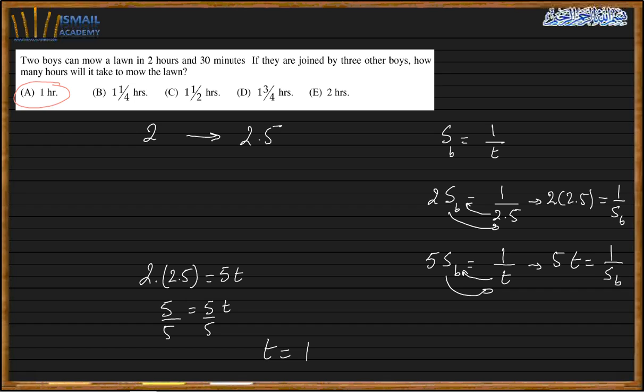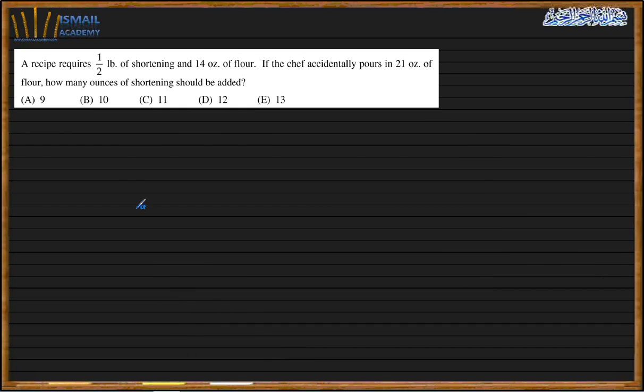Next question. A recipe requires half pound of shortening and 14 ounces of flour. Half pound and ounces don't have the same unit of measure. We know that 1 pound is 16 ounces, so I need to convert this. Half pound will be 8 ounces. So now I have 8 ounces of shortening and 14 ounces of flour.